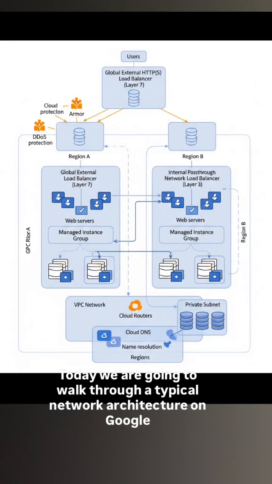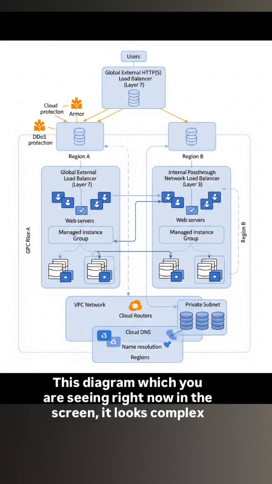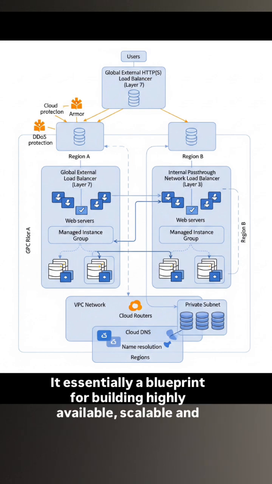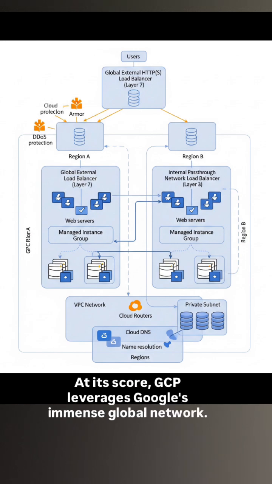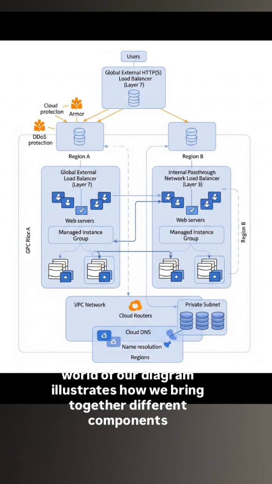Today we are going to walk through a typical network architecture on Google Cloud Platform or GCP. This diagram which you're seeing right now on the screen looks complex though. It is essentially a blueprint for building highly available, scalable and secure applications. At its core, GCP leverages Google's immense global network. This means your application can be designed to serve users anywhere in the world efficiently.